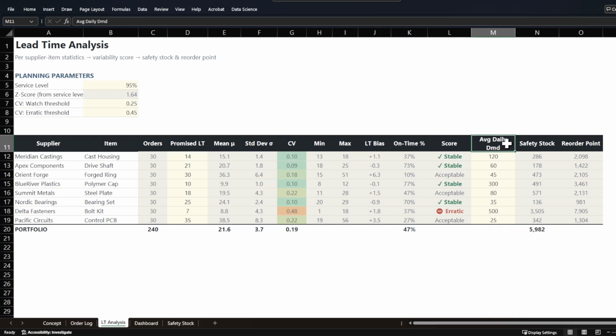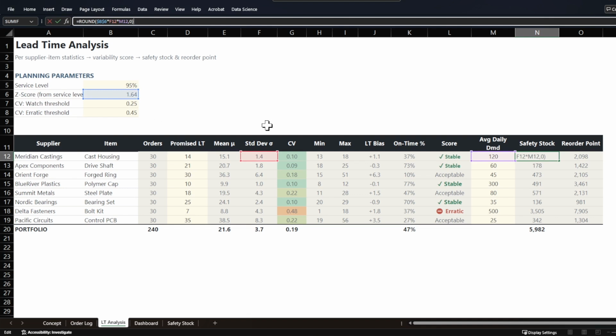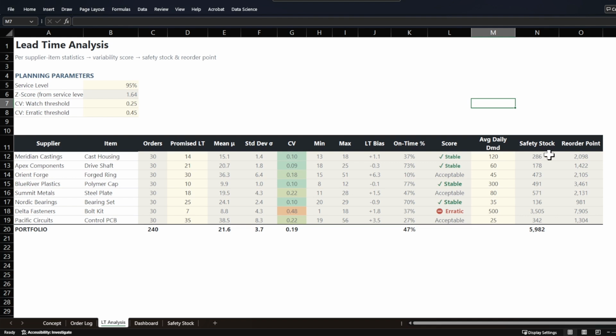It's the average demand of that item against that supplier, so that you can calculate the safety stock. Safety stock is nothing, you know that it is the Z score multiplied by the standard deviation and your average daily demand. So you will get the safety stock, which is this one. Yeah, so reorder point is nothing, it's just average daily demand multiplied by your mean of lead time plus safety stock.